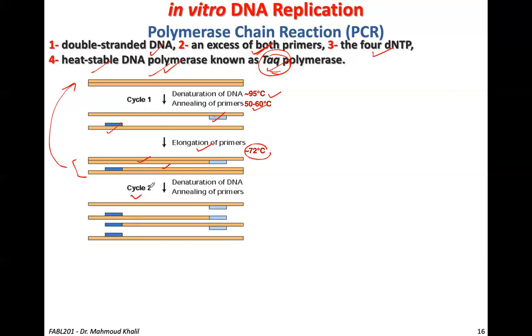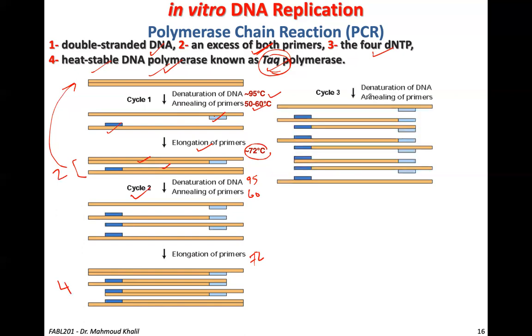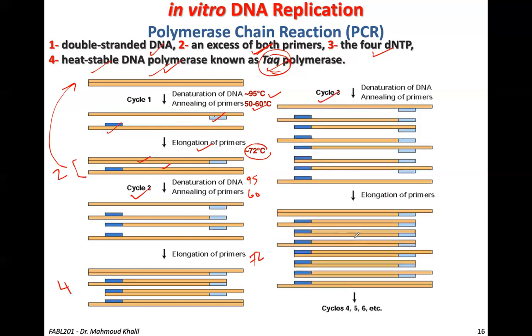If you want to do another cycle, you basically do the same. Melt at 95, anneal around 60, and then around 72 you will have extension of the primer. Now you have 4 molecules. Here you have 2 molecules. By repeating for cycle 3, you can see 1, 2, 3, you now have 8 molecules. So you can repeat this over and over and over. 20 cycles will amplify the DNA into 1 million fold. And this is actually what's occurring in PCR.